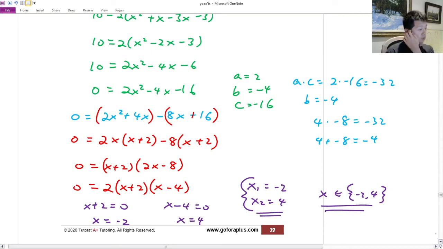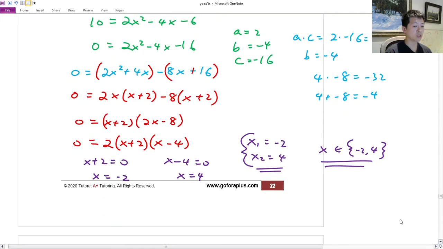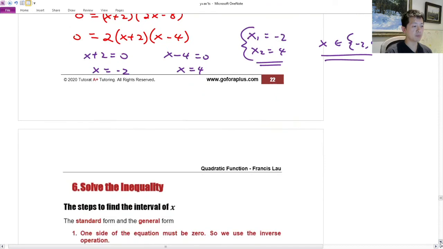So it's very important for you to know how to do this. It's either this method or the method that I did in the previous example.